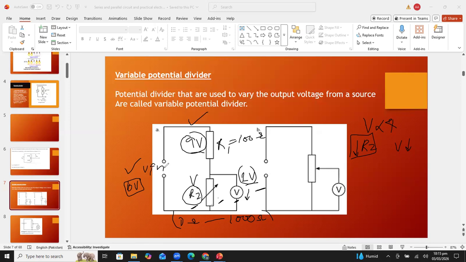Suppose, students, now I have set the R2 value at 100 ohm. So this is also 100. This one is also 100. So now, students, both resistors have the same value. Okay, Hafsa. Both resistors have the same value. So it means they will get equal voltage.